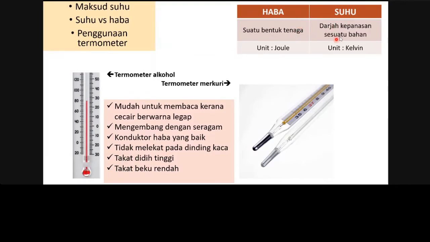The SI unit for haba is actually joule because haba is a type of energy. Whatever type of energy we give it, the unit is in joule. So I nak refresh sikit, apa lagi bentuk energy yang ada? We have kinetic energy, potential energy, other types of energy, they are all in joule. Even calories. Makanan kan, berapa calories, they are in joule.